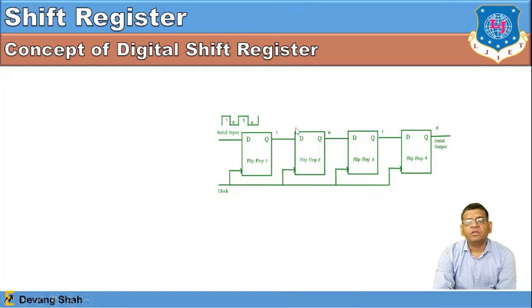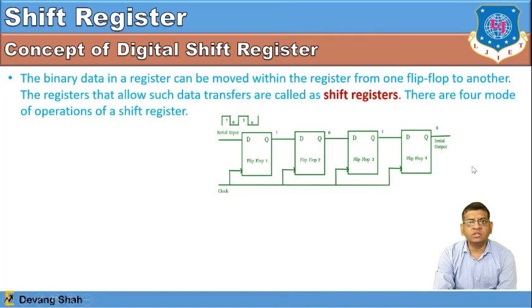The earlier output 0 would again be shifted to the third stage. Likewise, you can apply 1010 and after 4 clock signals, all the bits 1010 will be shifted to the output. So this is how the shift register works. The binary data in a register can be moved within the register from one flip-flop to another. The registers that allow such data transfer are called shift registers.